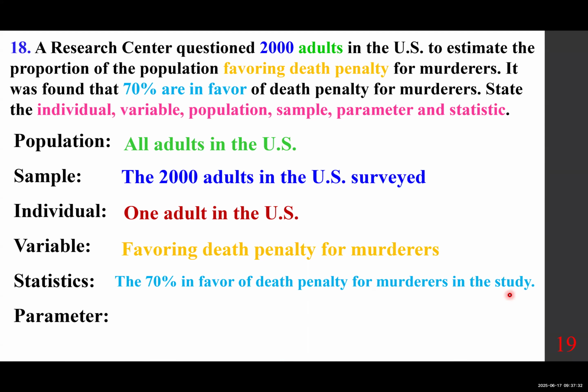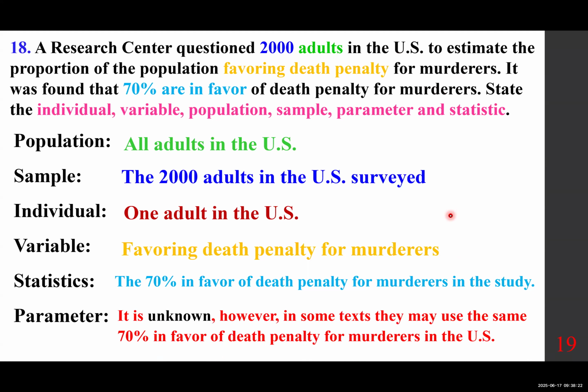Parameter. Parameter refers to the population and it is not given. I want you to know that. The parameter is missing. What would be the parameter? If we had the result for the entire population of adults in the US and what they think of that, that would be the population. Let's assume for the sake of argument, if we had some way to ask the entire population and we got 64% for it, that would be the parameter.